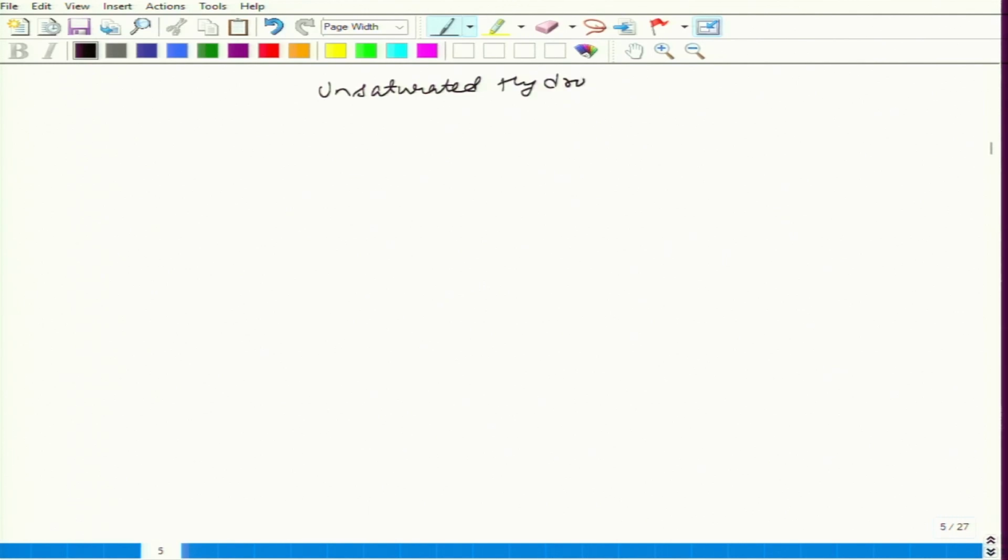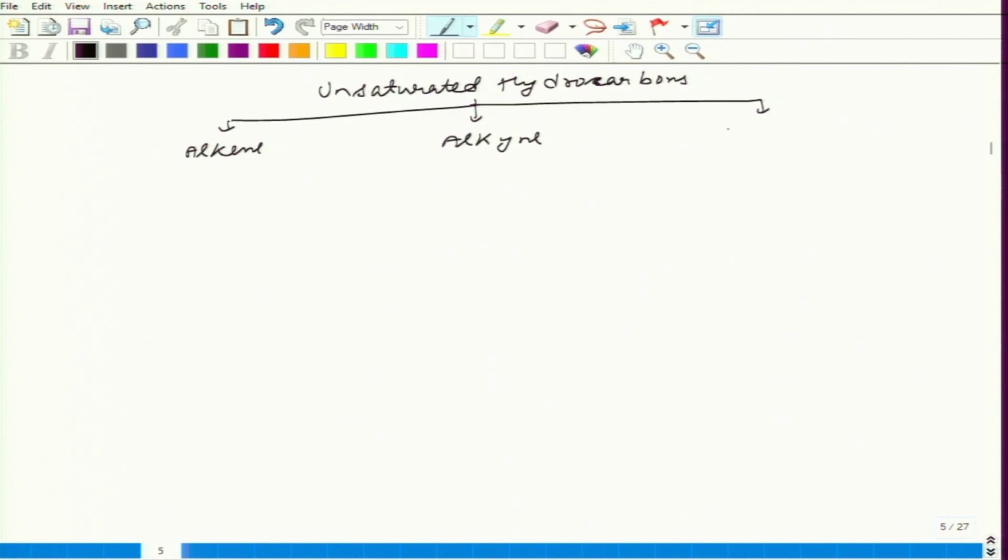Unsaturated hydrocarbons. In saturated hydrocarbons, we know there was only a C single bond C. Here it is of three types. One is alkene, another one is alkyne, and then aromatic hydrocarbons.